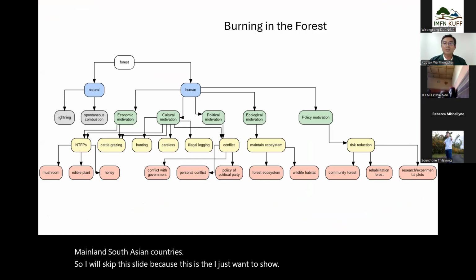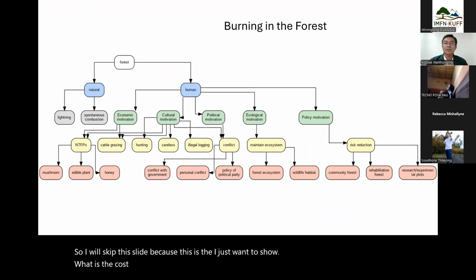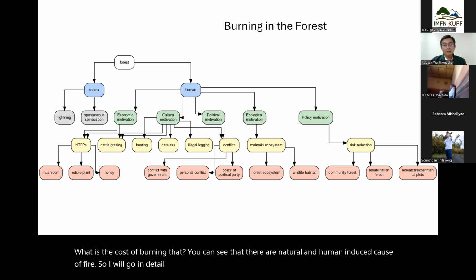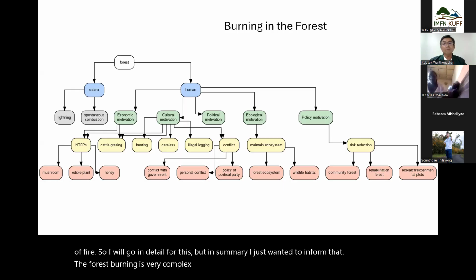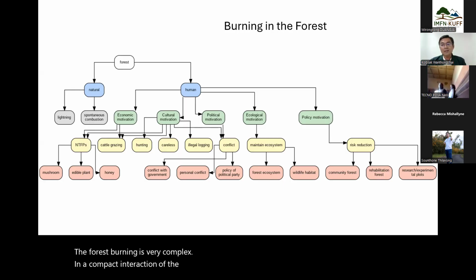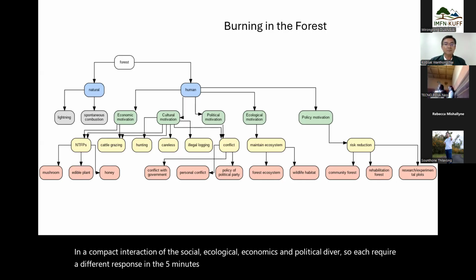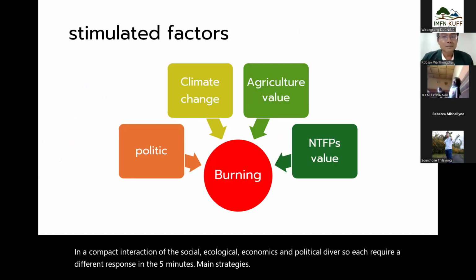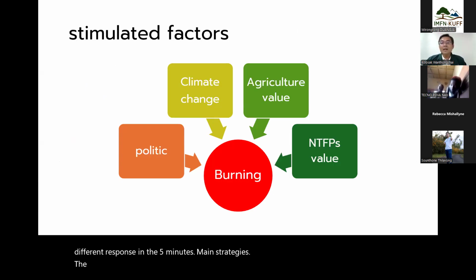what the causes of burning are, that you can see there are natural and human-induced causes of fire. I will not go into detail, but in summary, forest burning is very complex, a complex interaction of social, ecological, economic, and political drivers. So each requires a different response in fire management strategies. Moreover, forest burning is driven by several interlinked factors.